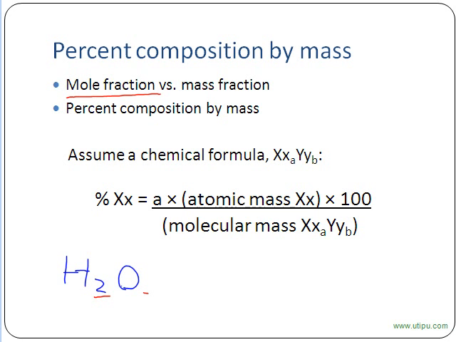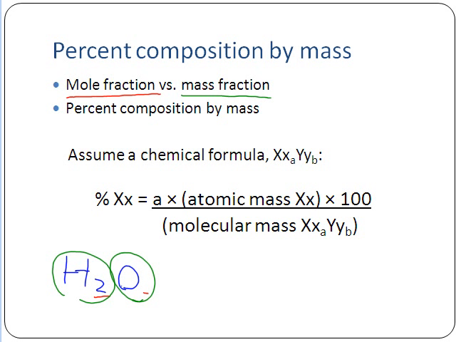And so what we're going to be looking at in this section is not the mole fraction. We're instead going to be looking at the mass fraction. The mass fraction, or the percent composition by mass, is a way of figuring out what mass of hydrogen we have total and what mass of oxygen we have total. Those are the things we're going to look at in this section. So, percent composition by mass.